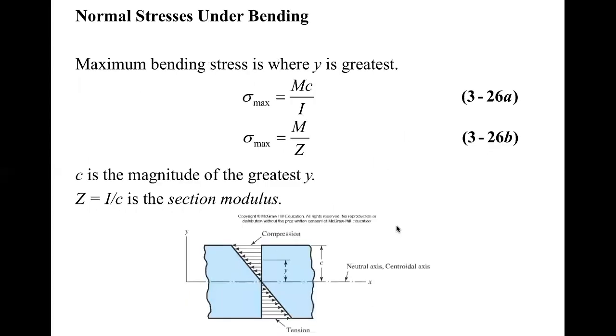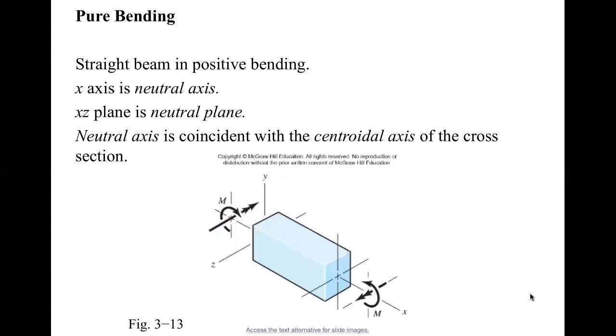So let's look at this beam. Yeah, pure bending. This is a rectangular beam subject to bending moment M. We have one bending moment on the left-hand side, and another bending moment M on the right-hand side.